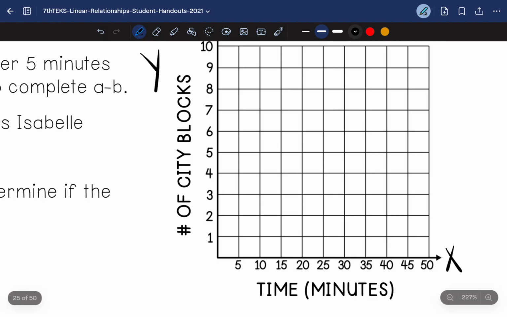So I'm going to go starting at the origin here. I'm going to go to the right 5 minutes and then up one city block. And then if I think to myself, well, if she walks 10 minutes, she should walk 2 city blocks. And then if she keeps walking at that rate, she should be basically increasing at a constant rate. So I'm going to connect those dots, draw my line, do my best prediction here.